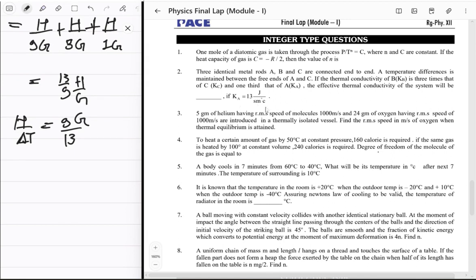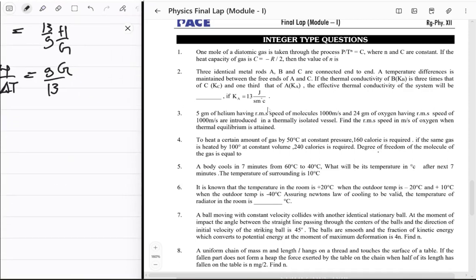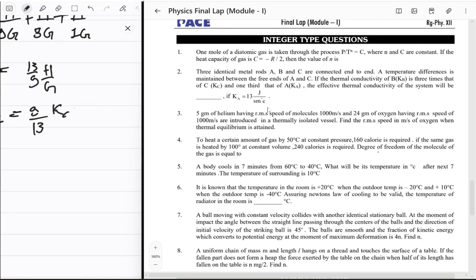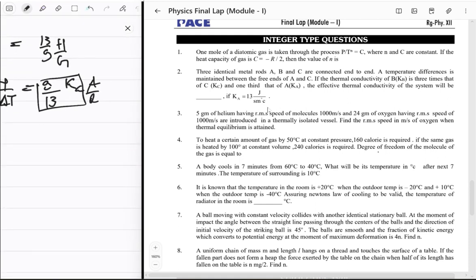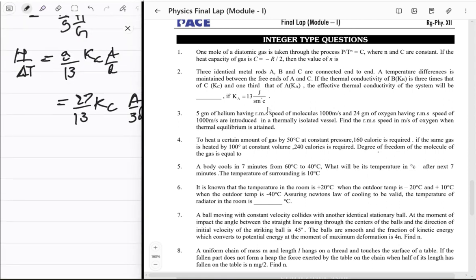And what is given? Ka is given to us, so Ka is 9 times, you get the idea. So G is of course k times, and G is the conductance of C, so Kc times A upon L, right? This is the conductivity basically. Oh, and by the way, actually here we need 3L, right? Because it should actually just be 27 upon 13 Kc, and then you have A upon 3L. So now it's going to work out.